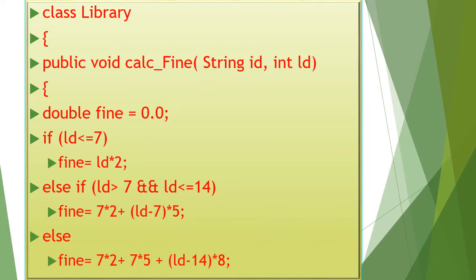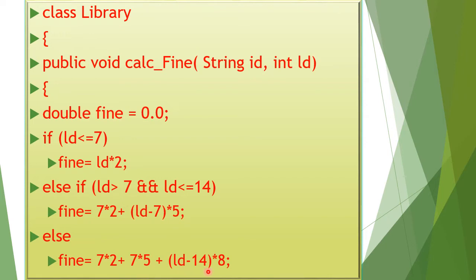Else means if the number of late days is more than 14. The calculation here is fine equals 7 star 2 for the first 7 days rupees 2 per day, plus 7 star 5 for the next 7 days rupees 5 per day, plus LD minus 14.